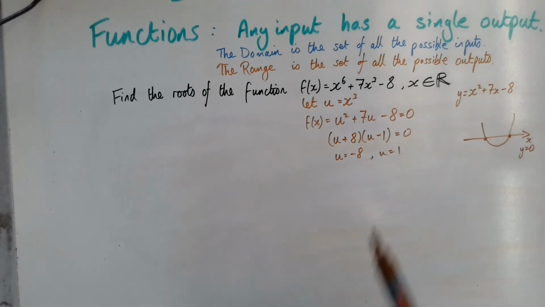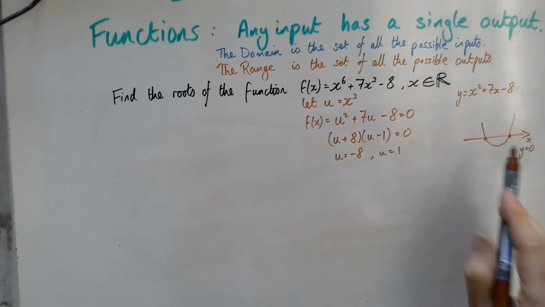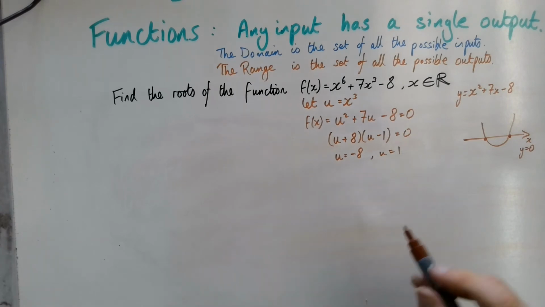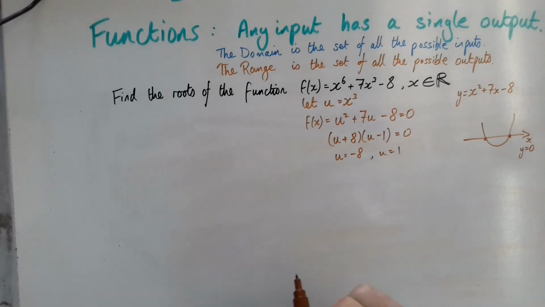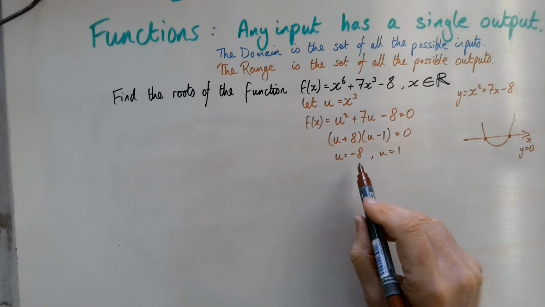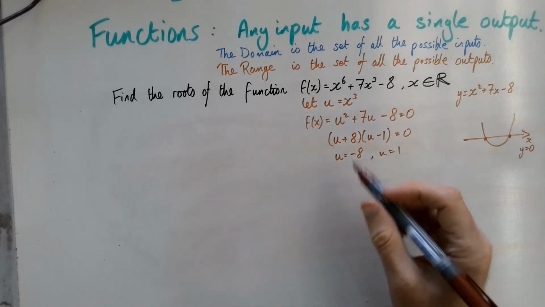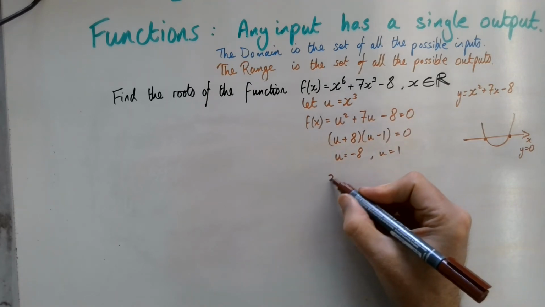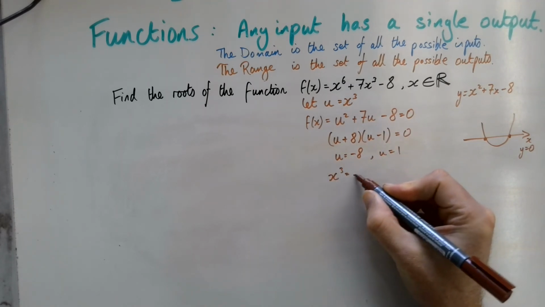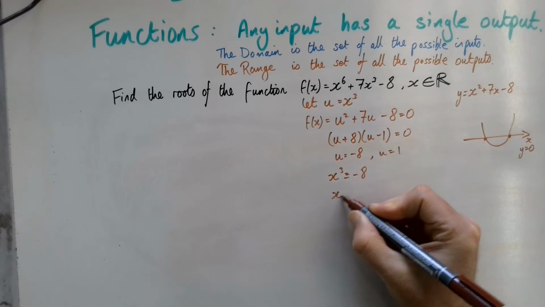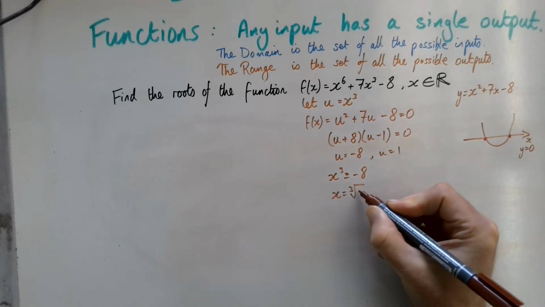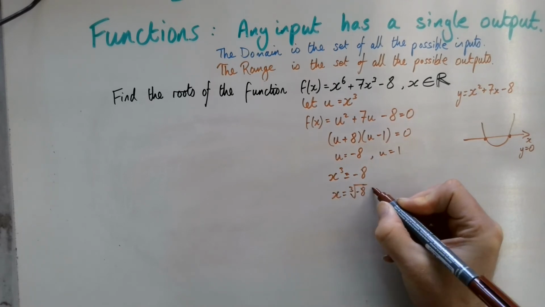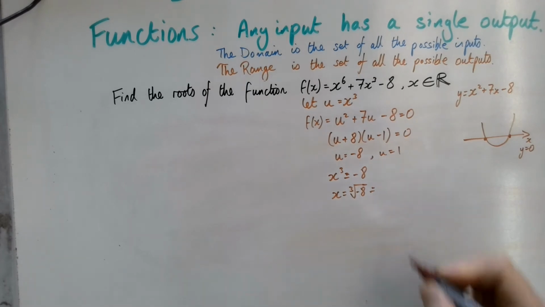But we needed to know what the x values were, because our graph isn't going to look exactly like that. So we're now going to plug these values back into here. So we can now say x cubed is equal to negative 8. So x is going to be the cube root of negative 8, which you can do in your calculator if you want, but it's negative 2 because 2 cubed is 8, so negative 2 cubed is negative 8.